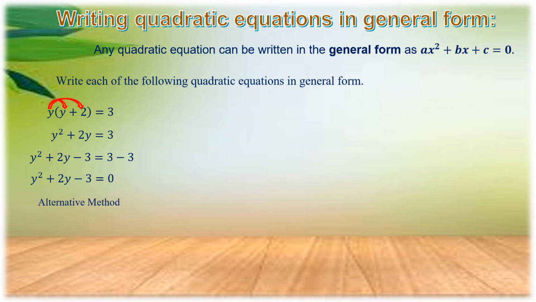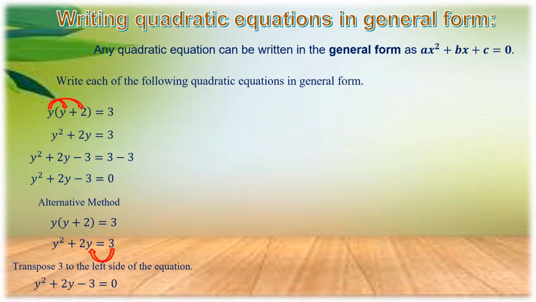There is an alternative method for this one. So in here, we are going to distribute y inside the parentheses. So it will result to y squared plus 2y is equal to 3. Then we are going to transpose 3 to the left side of the equation. It would be equal to y squared plus 2y minus 3 is equal to 0.